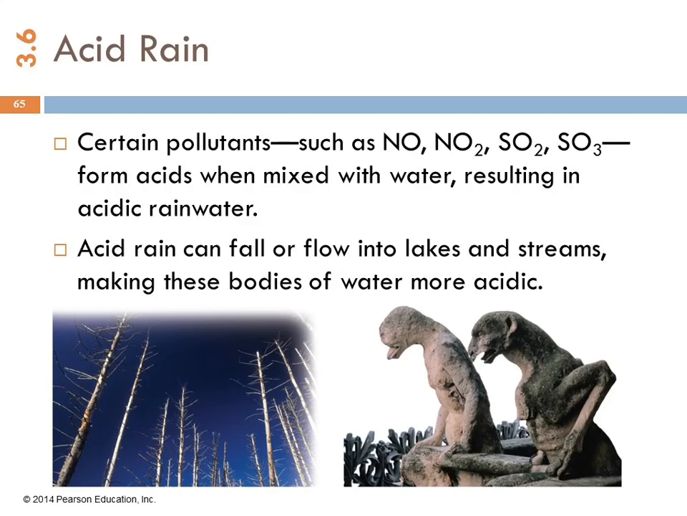This is one of the little environmental topics in your textbook. There are some pollutants, such as these compounds here. What would this be named? Nitrogen monoxide, nitrogen dioxide, sulfur dioxide, sulfur trioxide. Are those acids? No. But they can react with water and form acids, and that's what gives us acid rain. We get these pollutants in the air, they come in contact with the water in the clouds, and they can form acids.